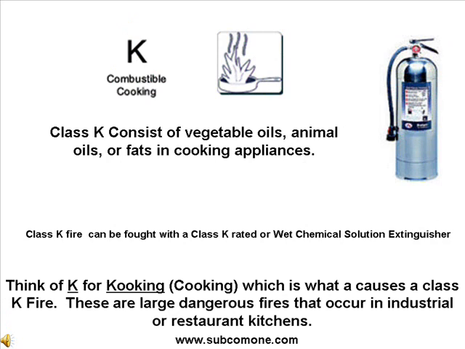The newest rating in fire protection is K, combustible cooking equipment. Class K consists of vegetable oils, animal oils, fats, and other things in cooking appliances. Class K fires can be fought only with a Class K rated wet chemical solution. Think of the letter K for cooking, which is what causes a Class K fire. These are large and dangerous fires, and they occur mostly in industrial or restaurant kitchens. You should not have a Class K fire at home.